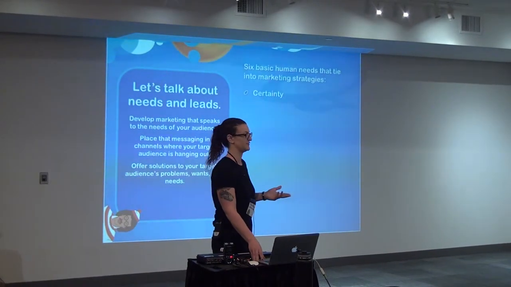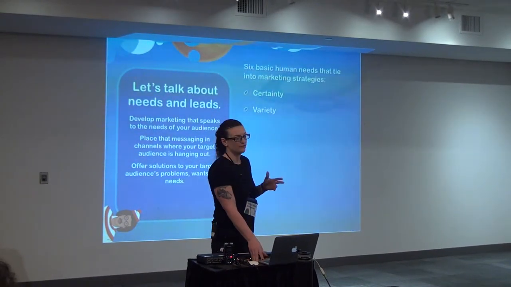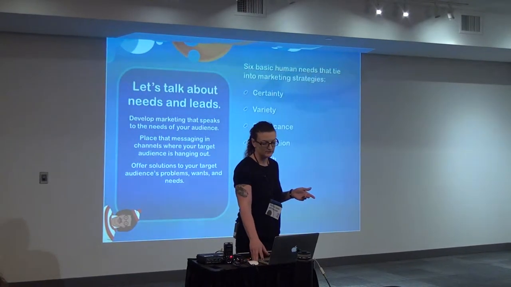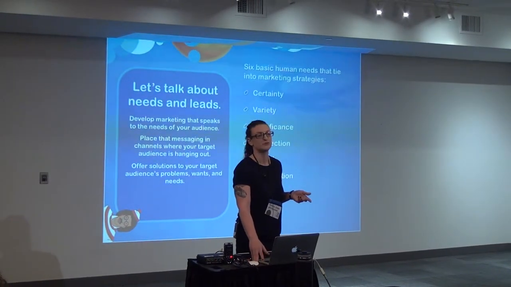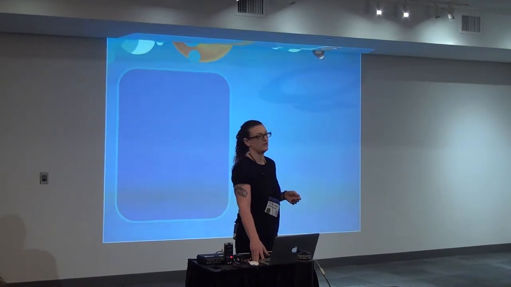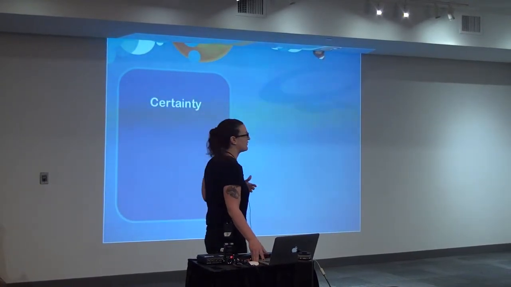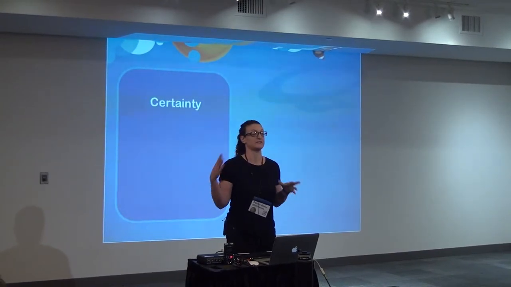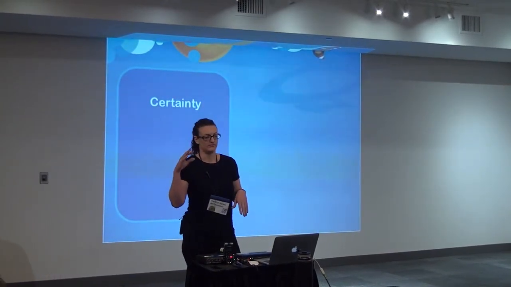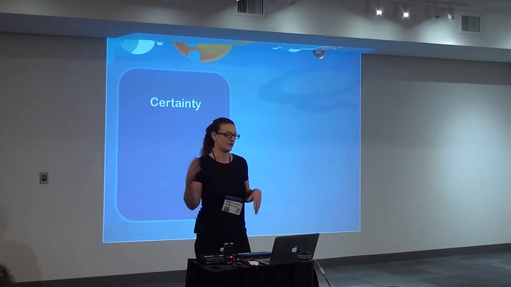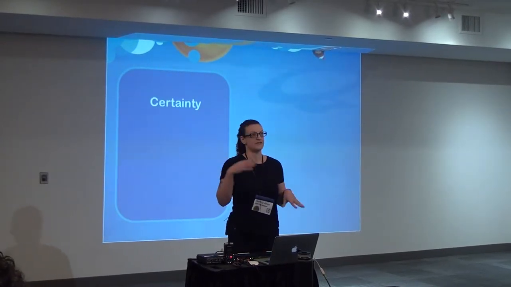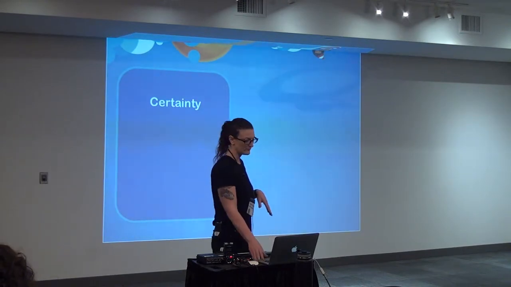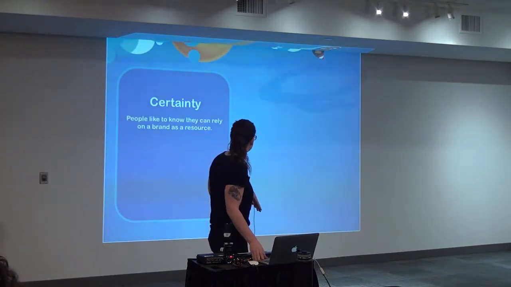So the first one is certainty. Second one's variety. We've got significance, connection, growth, contribution. So I'm going to go over two different formats here. First, I'm going to talk about some examples that go across these basic needs, but also about some steps that are involved in creating these experiences for people.